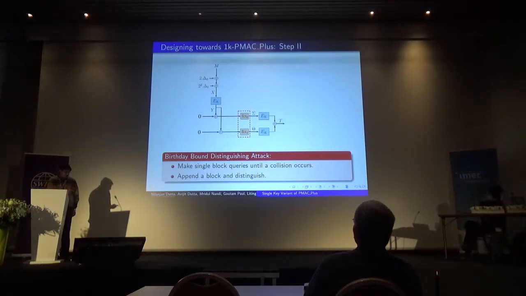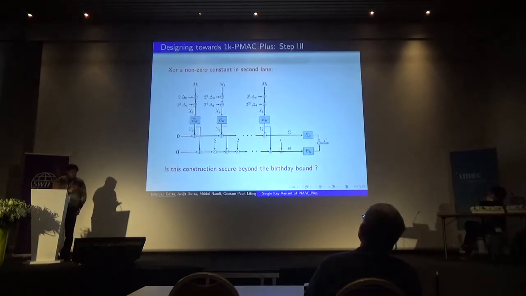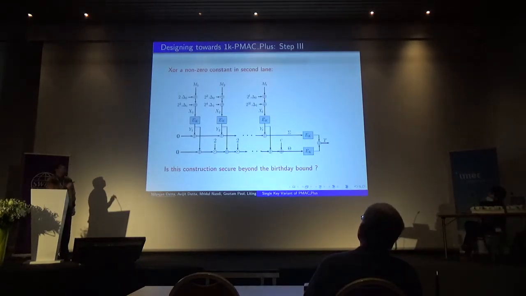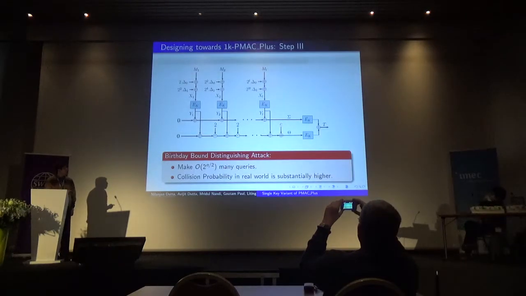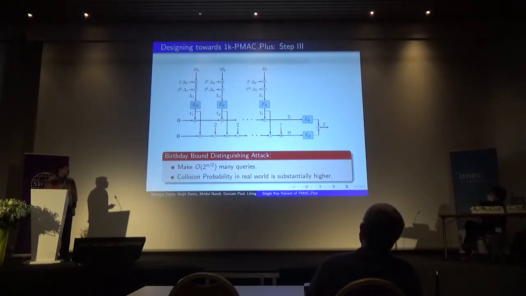If we continue to make single block queries until a collision occurs, and if there is a collision there, then we can append a block and then distinguish easily. Next we try a non-zero constant here in the second layer. Again, we came out that if we can make order of 2 power n by too many queries, then the collision probability in the real world is substantially higher, and one can actually mount an attack based on that.